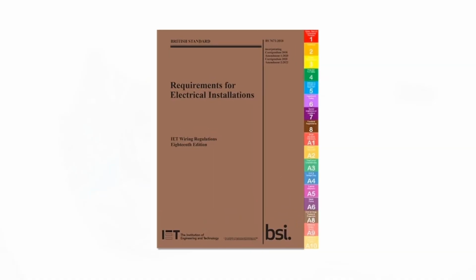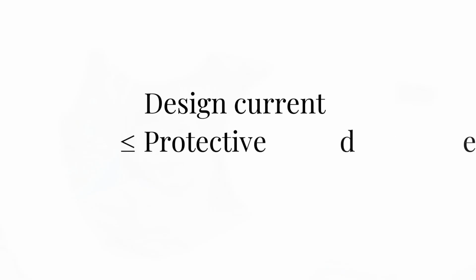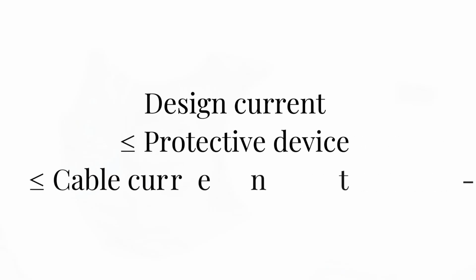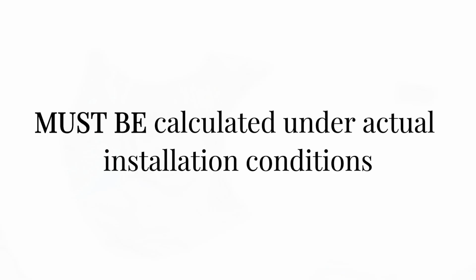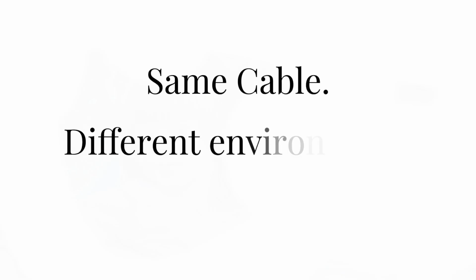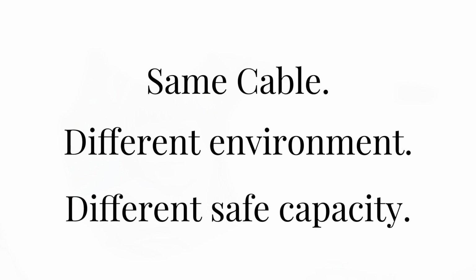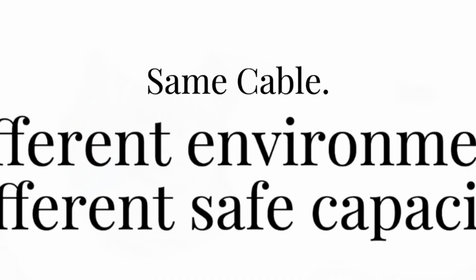But here's the key. BS 7671 doesn't allow you to just match cable to breaker and call it a day. The regulation requires design current less than or equal to protective device rating, less than or equal to cable current carrying capacity. And that cable rating must be calculated under actual installation conditions. Same cable, different environment, different safe capacity. That's why we use correction factors.